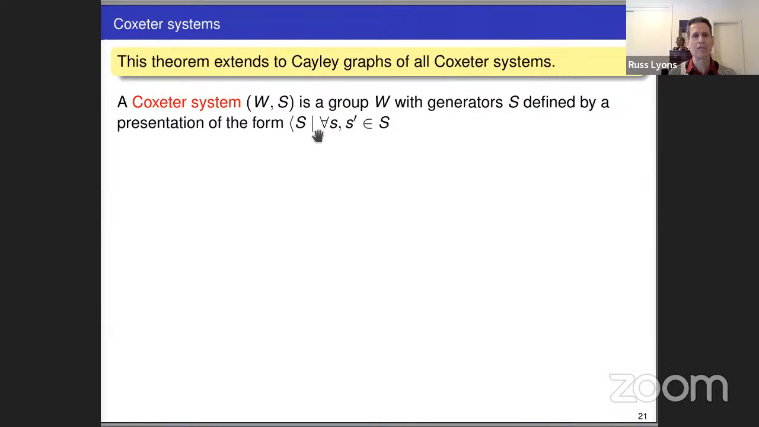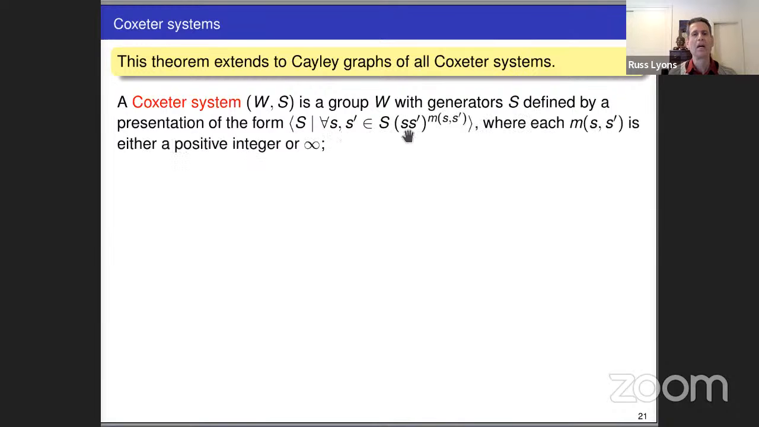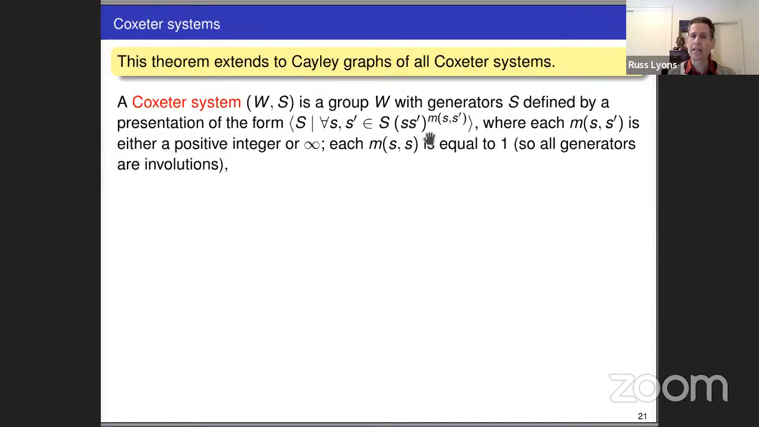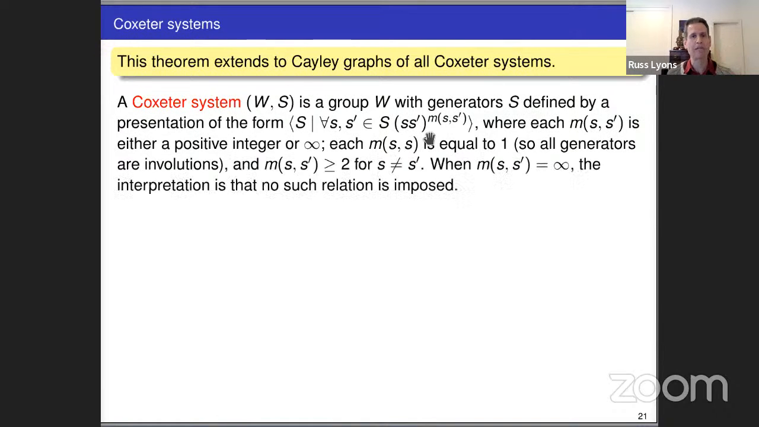What is the presentation? So for every pair of generators, it might be the same, I'm going to tell you a relation. I take S times S prime, raise it to the power M. That depends on S, S prime, which is a positive integer or infinity. If S is equal to S prime, it's 1, which means S squared is the identity. So all generators are involutions, corresponding to a reflection. All the other integers are at least 2. If it's infinity, it means there's no such relation.